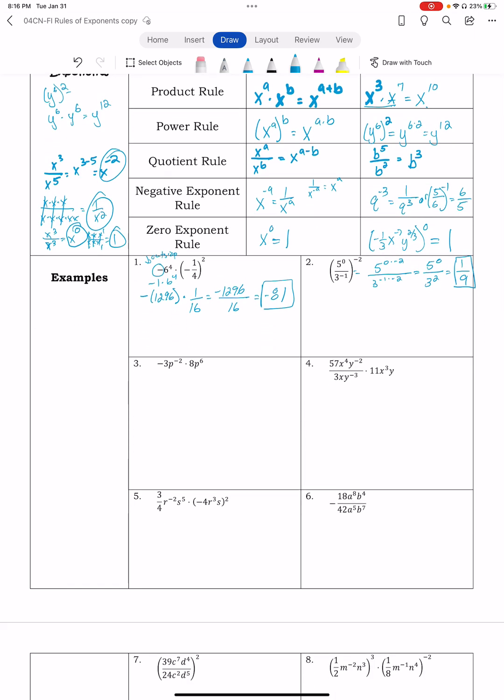Our next guy here, these are separate. This is -3. I'm going to rewrite this with the commutative property: -3 times 8 times p to the -2 times p to the 6. So I'm putting my like terms next to each other. This is going to be -24 p to the -2 plus 6, -24 p to the 4th. Okay, using when I have those same bases.